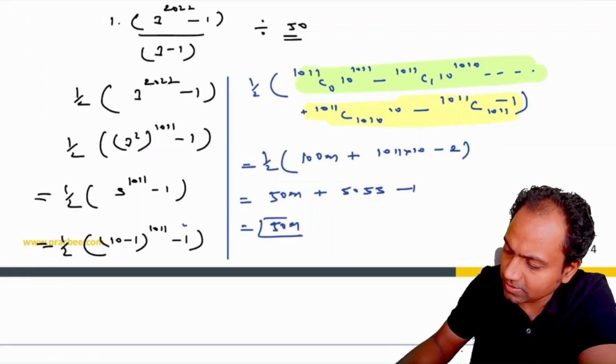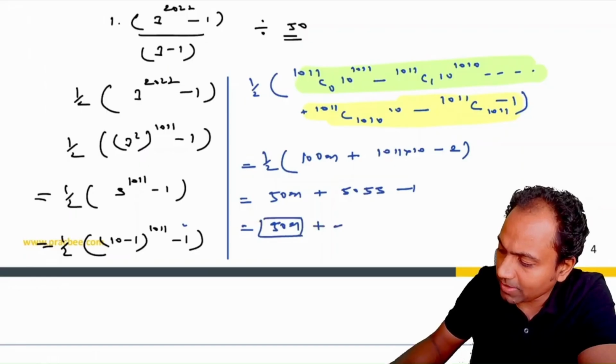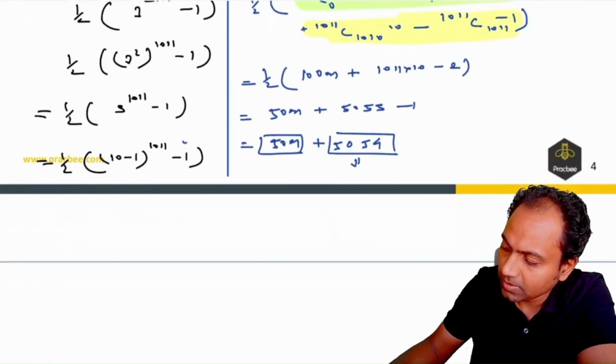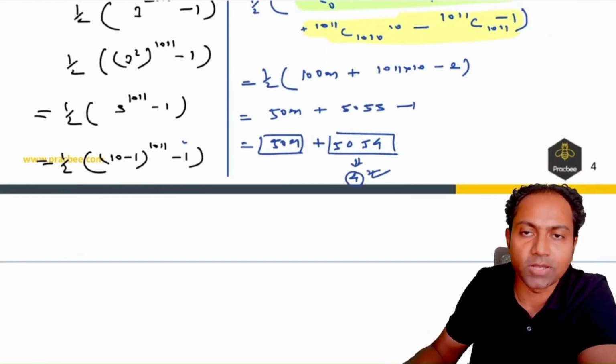So this part is taken care of. The rest of the part I can write as 5054. And now clearly you can see that if I divide this part by 50, the remainder will come out to be 4. Hence the answer is 4.